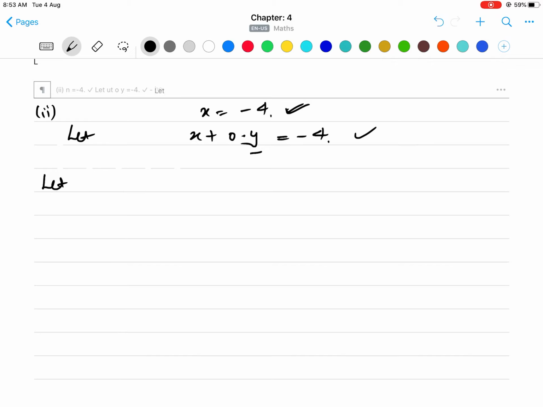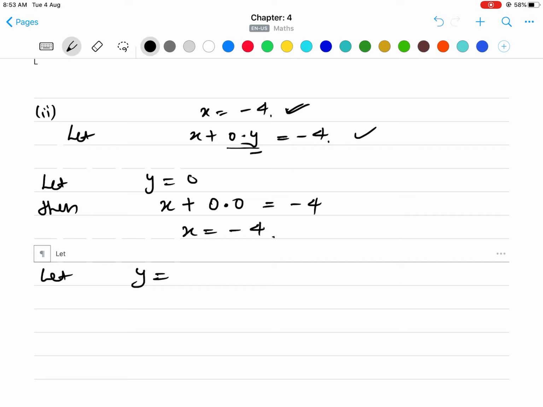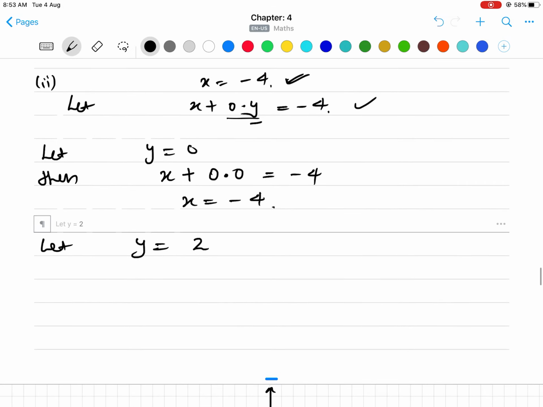Let y equal to 0, then what will be the value of x? The value of x will be x plus, as we have y equal to 0, so its coefficient is already 0, and y we have taken as 0, so it equals to minus 4. That means x is equals to minus 4. Now let y equal to 2. Then x plus coefficient 0, at the place of y we write 2, equals to minus 4. This 2 into 0 will again be 0, so we'll get x equals to minus 4 again.